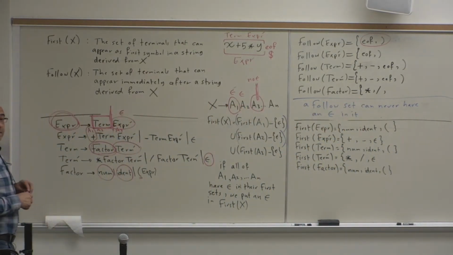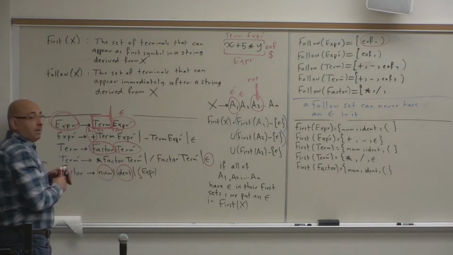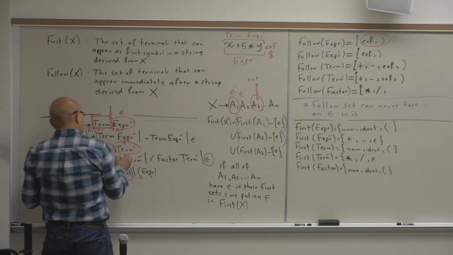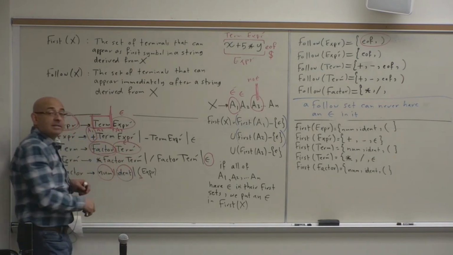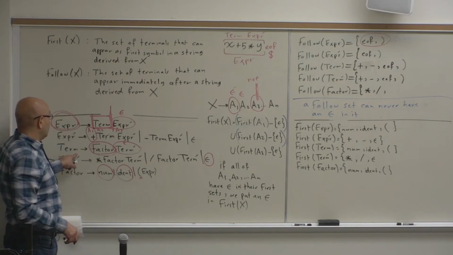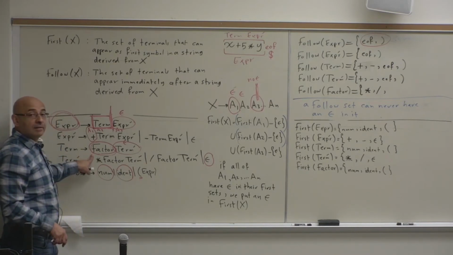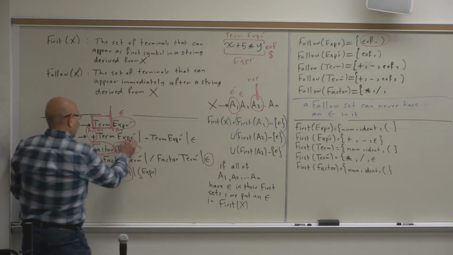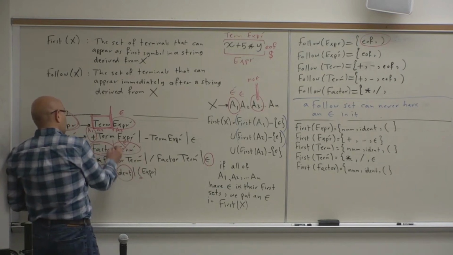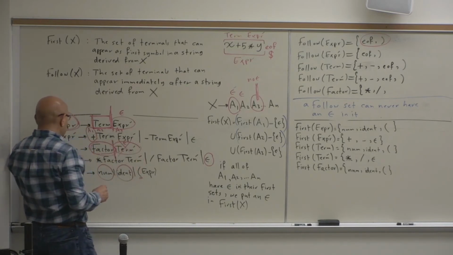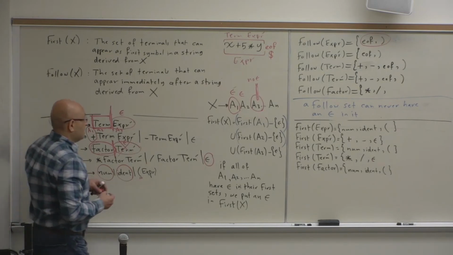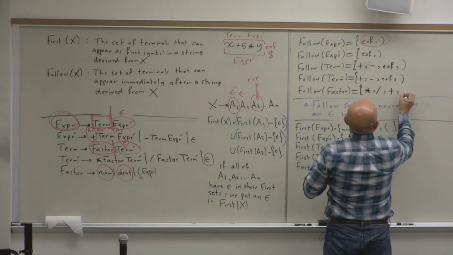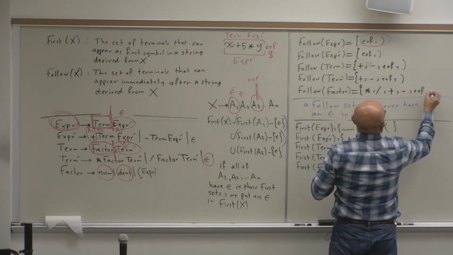But then I ask myself, can term prime be replaced with an epsilon? Term prime can be replaced with an epsilon, which means that factor can be the last piece in a term. What does that tell me? So this can go away. So now factor can be the last piece in a term. So I should put everything in the follow set of term in the follow set of factor. And the follow set of term has plus, minus, end of file, and close parentheses.